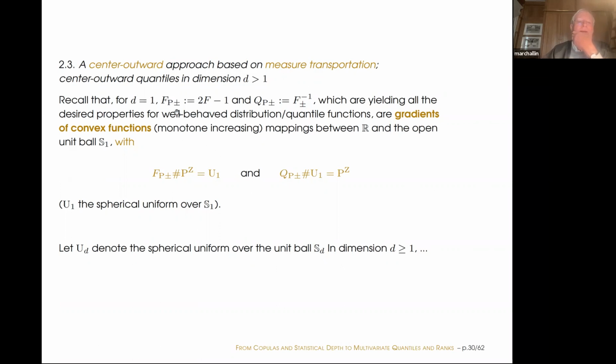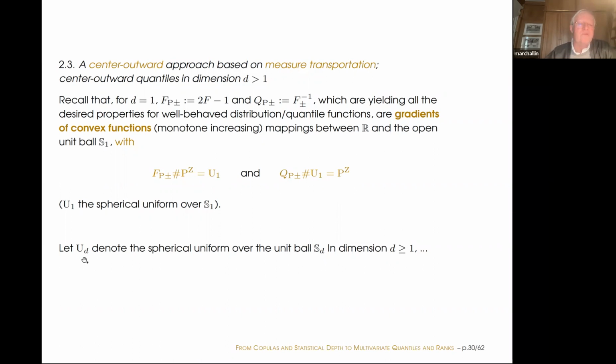Recall that this F plus minus and also its inverse Q plus minus, the center outward distribution and quantile functions in dimension 1, which were doing the job, were gradients of convex functions, that is monotone increasing mappings between R, the observation space, and the open unit ball, S1. And you had this push forward property that F is pushing P forward to the uniform over the unit ball, and Q is pushing the uniform over the unit ball forward to the underlying distribution P.